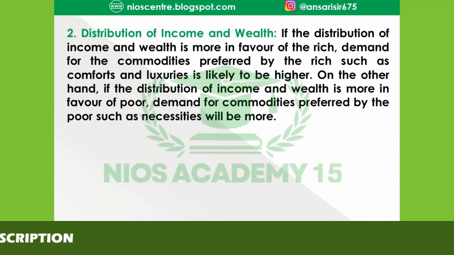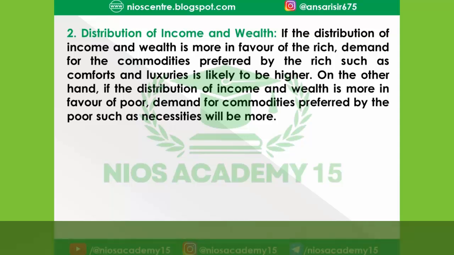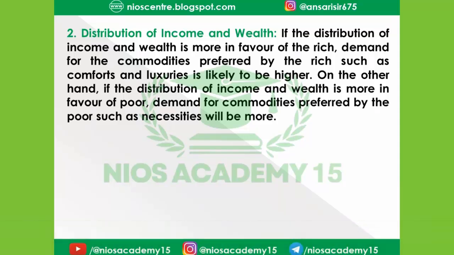Second point is distribution of income and wealth. If the distribution of income and wealth is more in favor of the rich, demand for the commodities preferred by the rich, such as comforts and luxuries, is likely to be higher. On the other hand, if the distribution of income and wealth is more in favor of the poor, demand for commodities preferred by the poor, such as necessities, will be more.